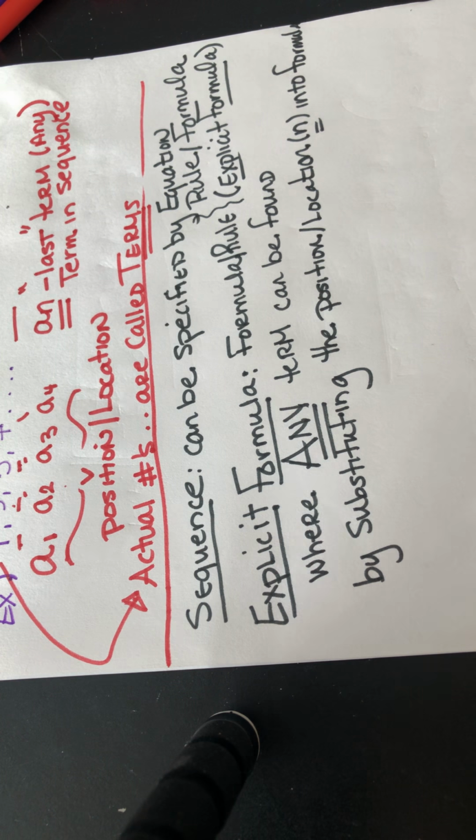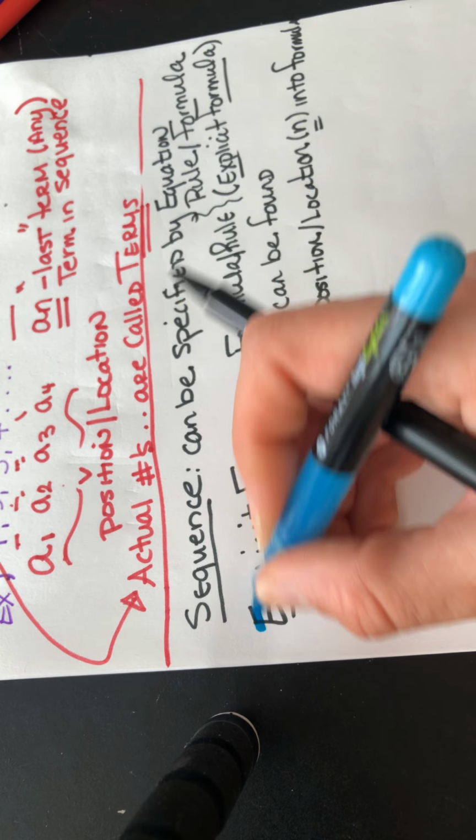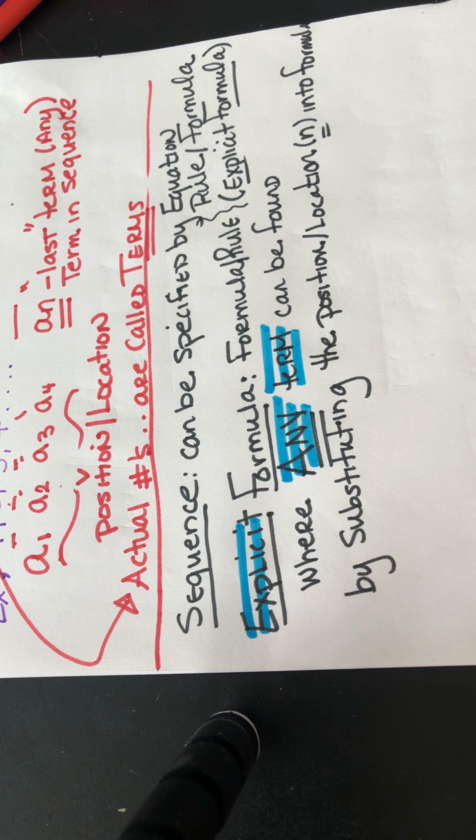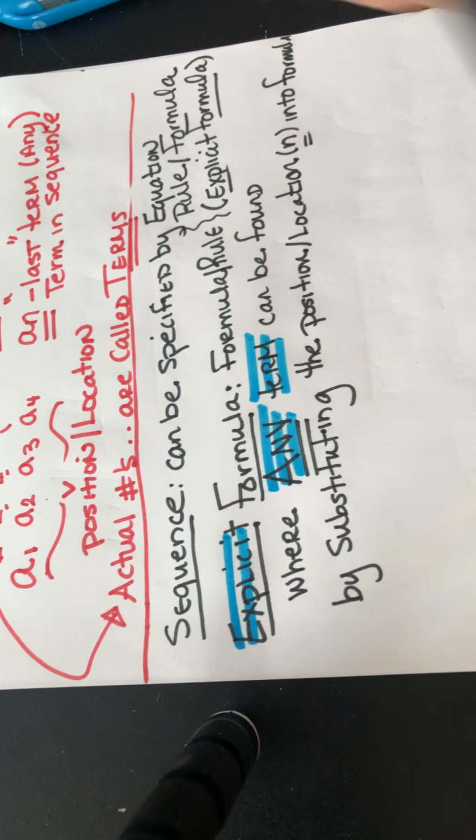Oops, ran out of room. But again, the key word here for an explicit rule is the fact that you guys can use, and you could find any term. Again, you don't know anything different, but that's the main idea.